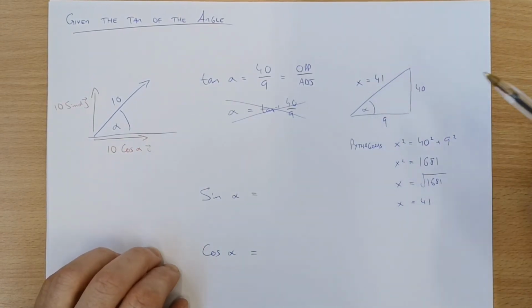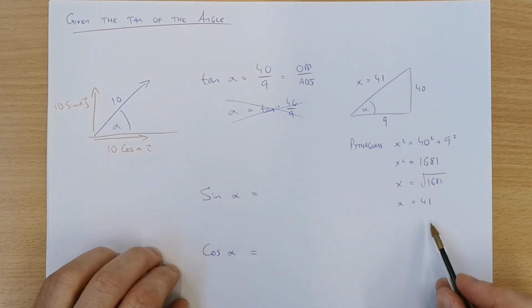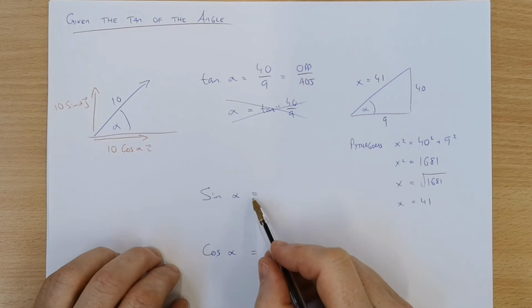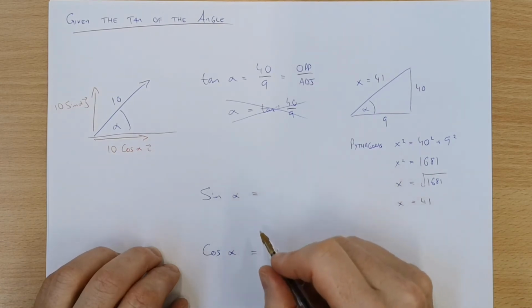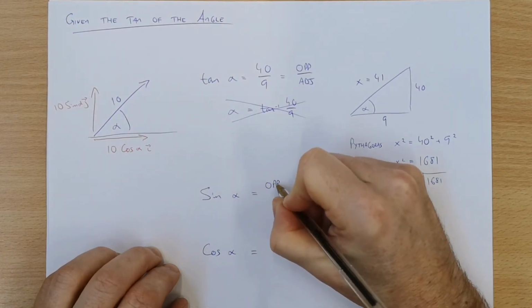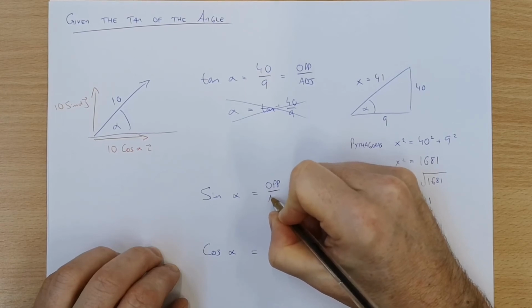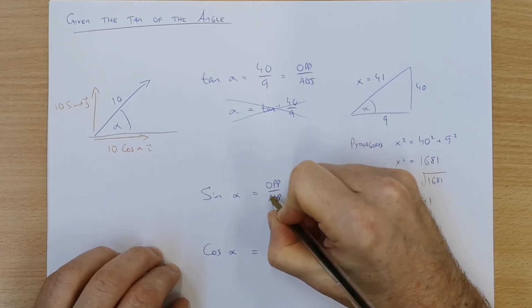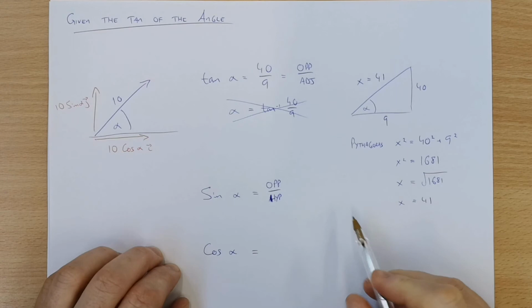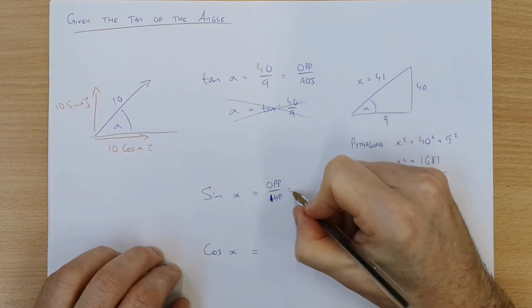Sometimes that'll be a square root of something. If it is, leave it as a square root. So how do we use this? Coming back to our sine and cos. Well, the sine is the opposite over the hypotenuse. There we go, hypotenuse. And in that case, that's 40/41.